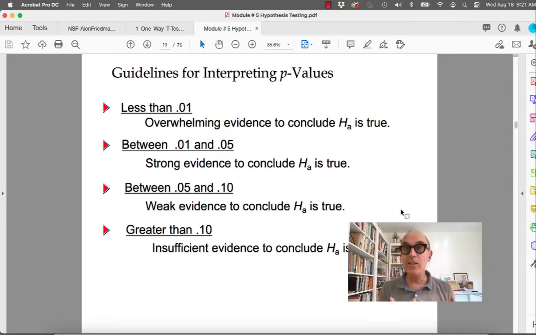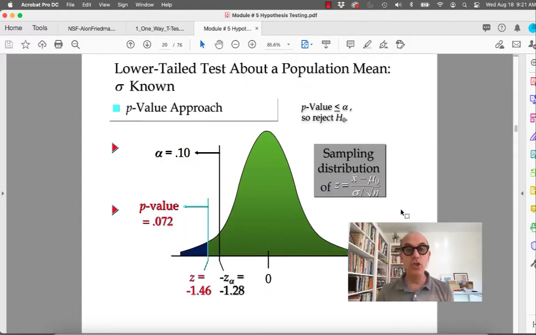In this case, the guidelines for interpreting the p-value are: less than 0.01, overwhelming evidence to conclude that the alternative hypothesis is true; between 0.01 and 0.05, strong evidence to conclude that the alternative is true; and between 0.05 and 0.10, weak evidence that the alternative hypothesis is true. Greater than that, we will say that there is insufficient evidence to conclude that the alternative is true. So this is part of what we are aiming to do when we are trying to interpret the p-value.